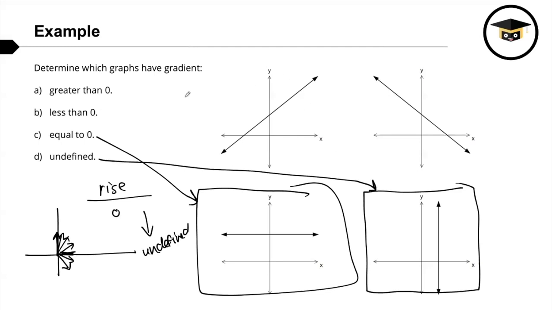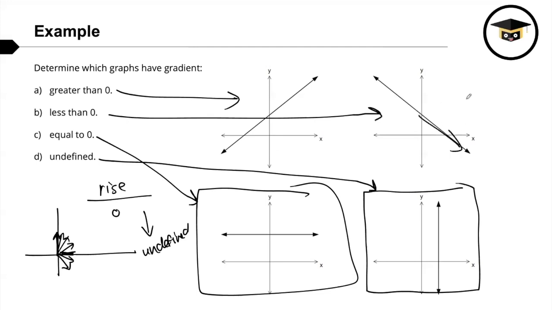Obviously, this one would be greater than 0 because you can see it's going up as we look from left to right. And this one here would be less than 0 because it's going down as we look from left to right. So hopefully that makes sense.